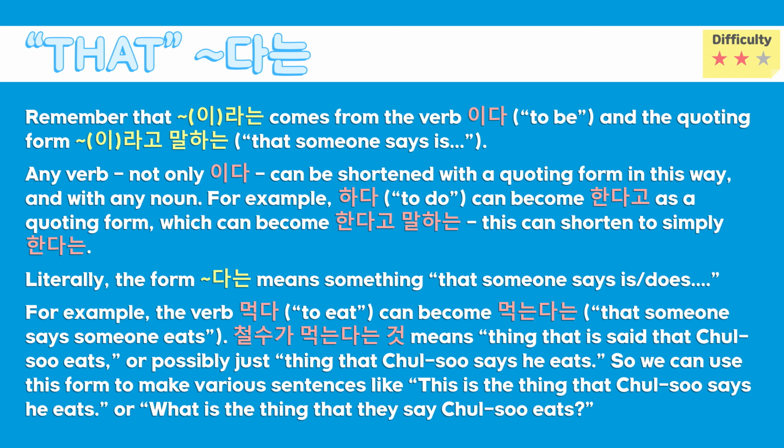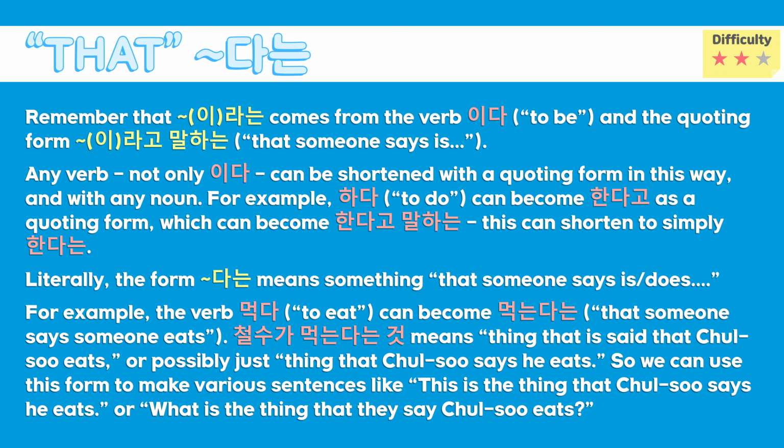Remember that 이라는 comes from the verb 이다, meaning to be, and the quoting form 이라고 말하는, meaning that someone says is. Any verb, not only 이다, can be shortened with a quoting form in this way, and with any noun. For example, 하다, meaning to do, can become 한다고 as a quoting form, which can become 한다고 말하는. This can shorten to simply 한다는.